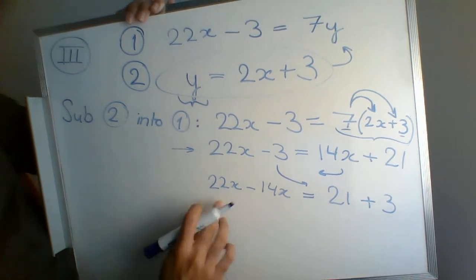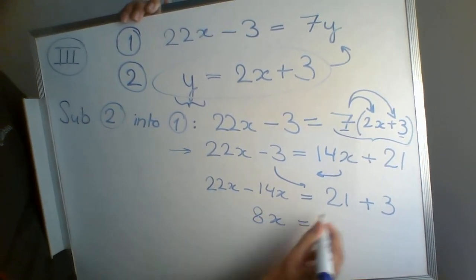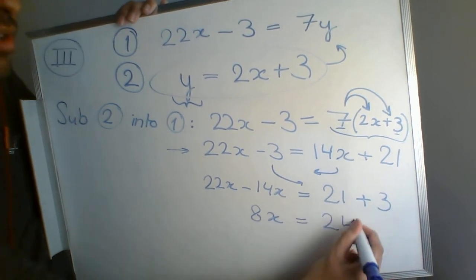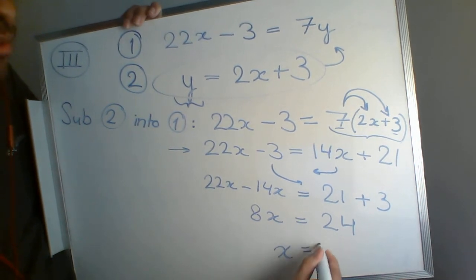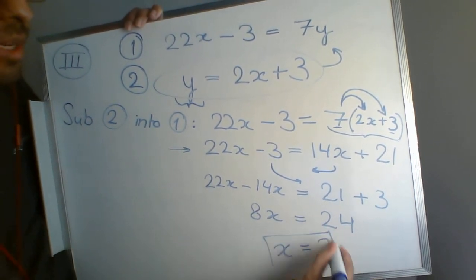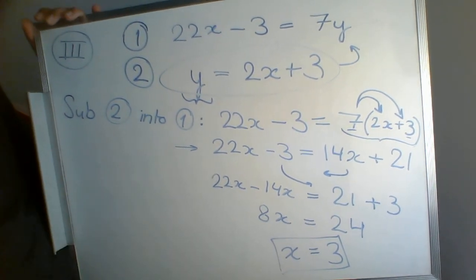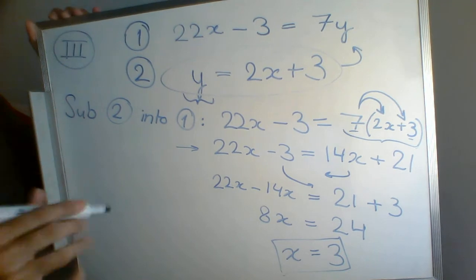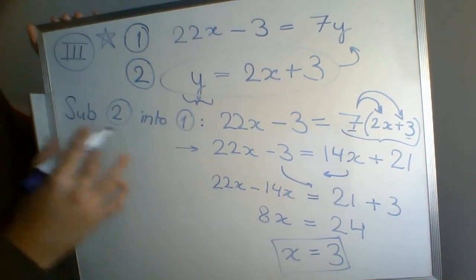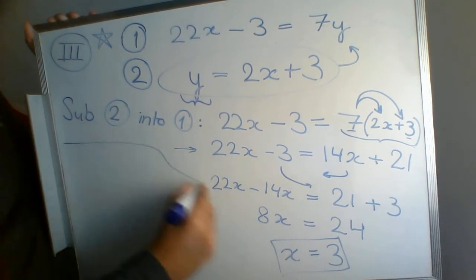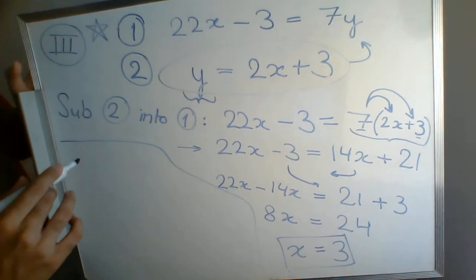So then if we solve for that, 22x minus 14x leaves us with 8x. 21 plus 3 is equal to 24. You can divide both sides by 8, and you should be left with x equals 3 as your final answer for x. Okay, so we've used equation 1 for the most part there. We subbed this second relationship into equation 1 to solve for x. So now we'll just box this off, and over here we'll use this remaining space to solve for y.